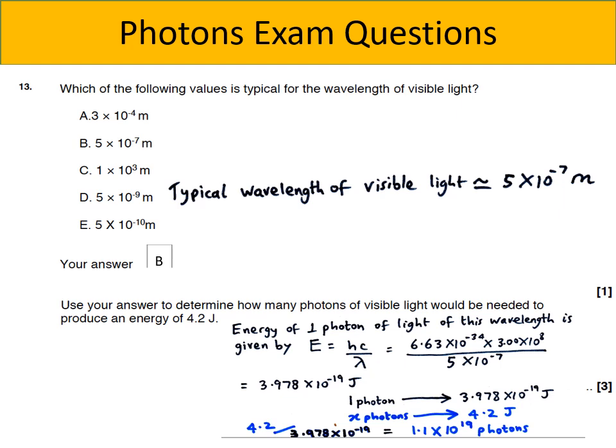So we know our equation, which is the rate of energy transfer is equal to the number of photons per second multiplied by the energy of each individual photon. So if we rearrange that equation, then we can find the number of photons in 4.2 joules of energy. So we do 4.2 divided by 3.978 times 10 to the power minus 19, which gives us 1.1 times 10 to the power 19 photons.